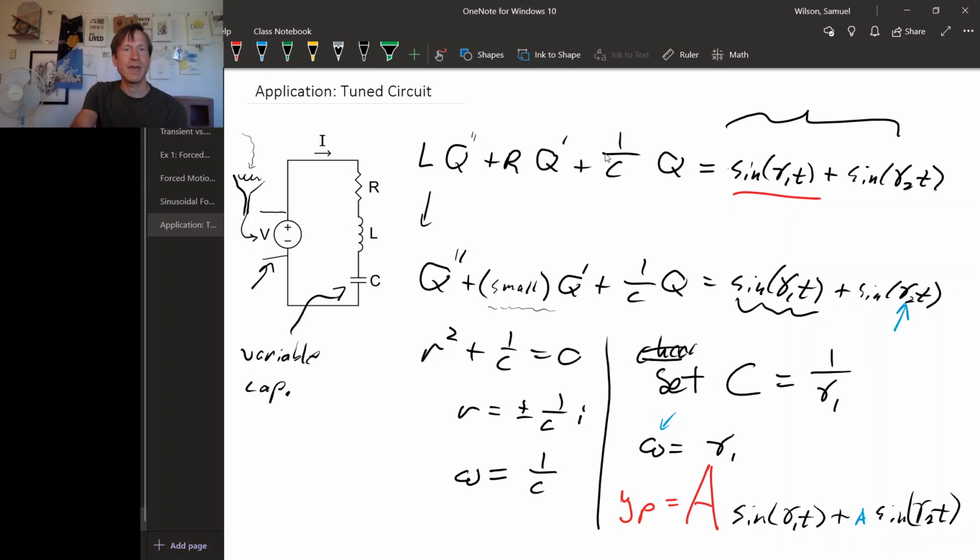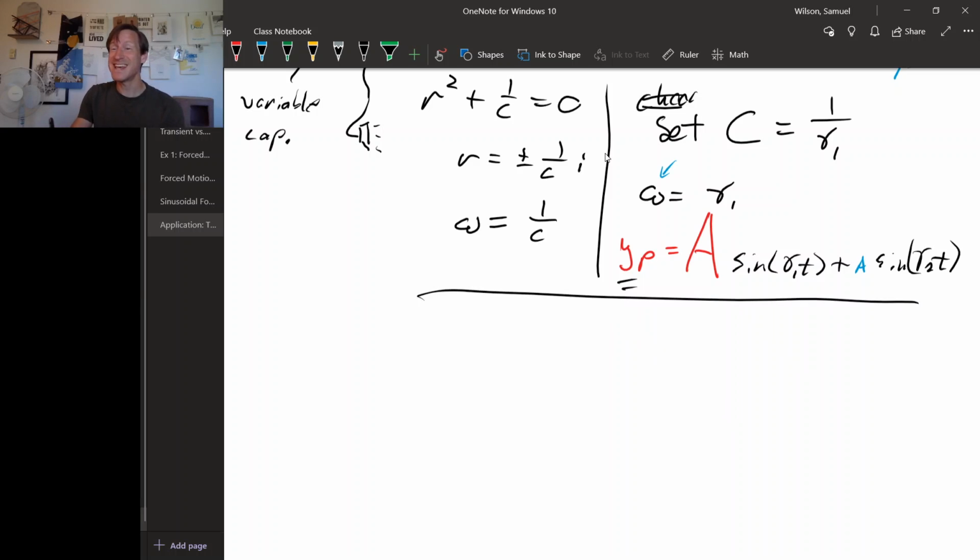Okay. And what you can do then is hook up some other output around your capacitor to listen to the resulting signal, in other words, the resulting y sub p. This might be maybe a speaker. So if you set this capacitor to be 1 over gamma 1, then the signal at frequency gamma 1 gets amplified because of resonance. The signal at frequency gamma 2 gets suppressed, and you can listen to the signal on frequency gamma 1.